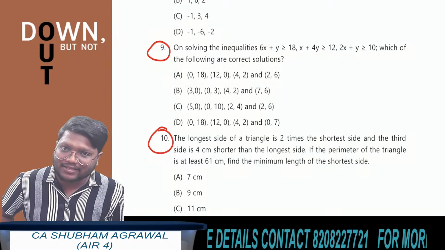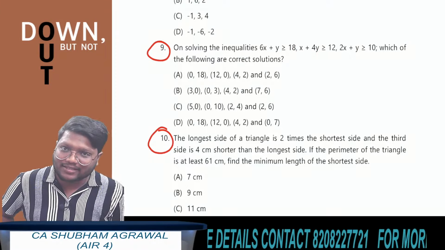And now 2x plus y. Find the value of 2x plus y. So put value of x as 12 and value of y as 0. So 2 multiplied by 12 is what? 24. 24 plus 0 is what? 24. 24 is greater than 10. So again, all the 3 inequalities are satisfied. Now check for 4, 2. Put value of x as 4 and y as 2. 6 multiplied by 4 is what? 24. 24 plus 2 is what? 26. 26 is greater than 18.